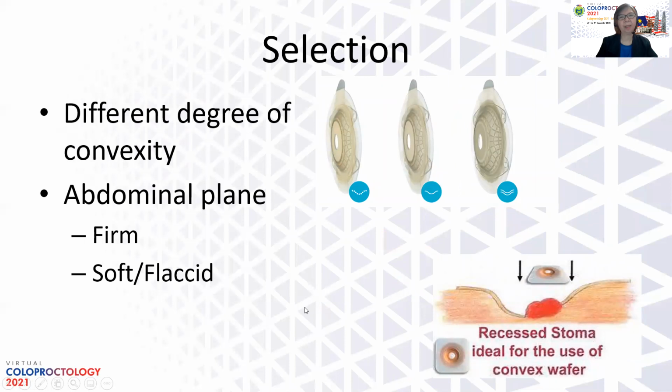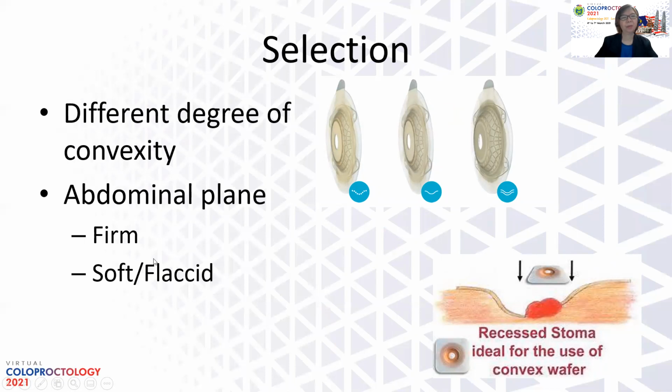Okay, when you're selecting, nowadays there are more choices for the patient, because some companies actually have different degrees of convexity for the patient. If you look at this one, this is for very light convex. This is moderate, and this one you can see the convexity is much deeper. So if you look at the patient, depending on how deep the stoma is retracted, you can assess what level of convexity is required. Too much may not be comfortable for the patient. Too little may not be effective.